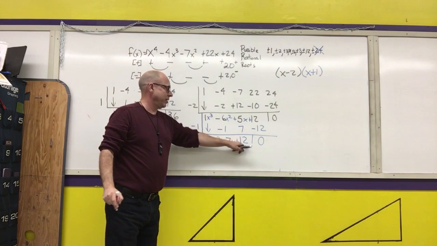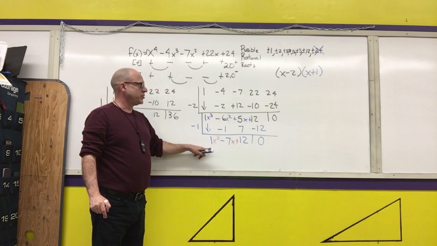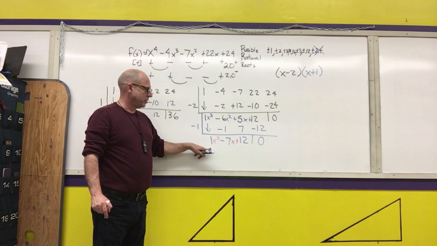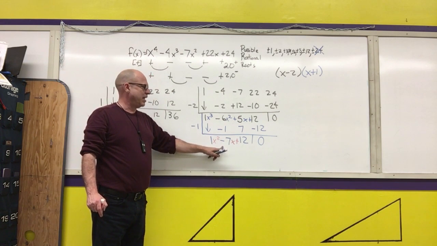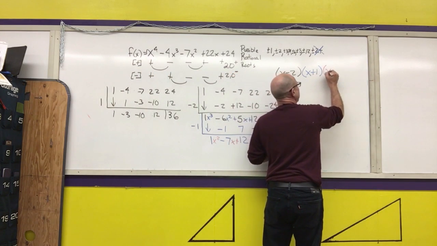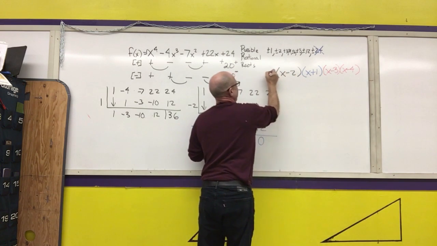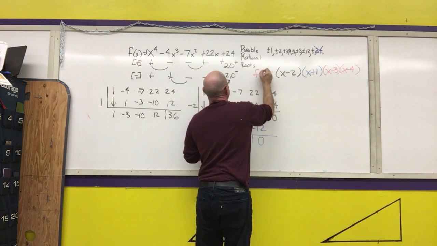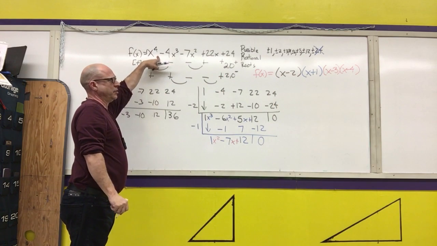This is a quadratic, and if it's one of those that you can factor by inspection, which this one is, you can write down the remaining two factors. Two numbers that multiply to 12 that add to negative 7 are negative 3 and negative 4. So I get x minus 3 times x minus 4. And that is the factored form of my original expression.